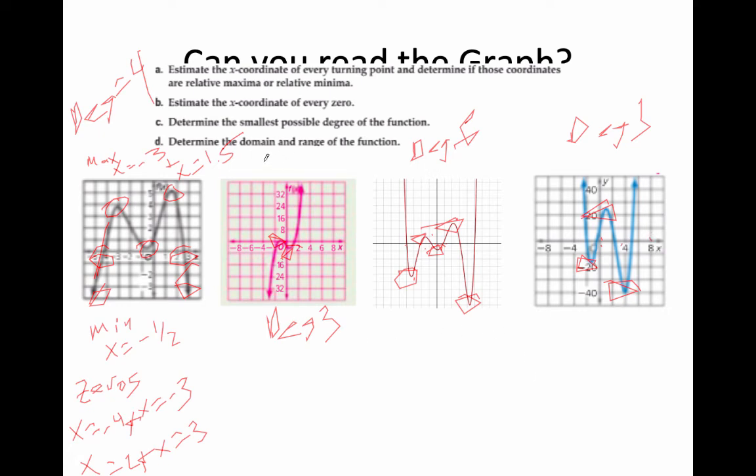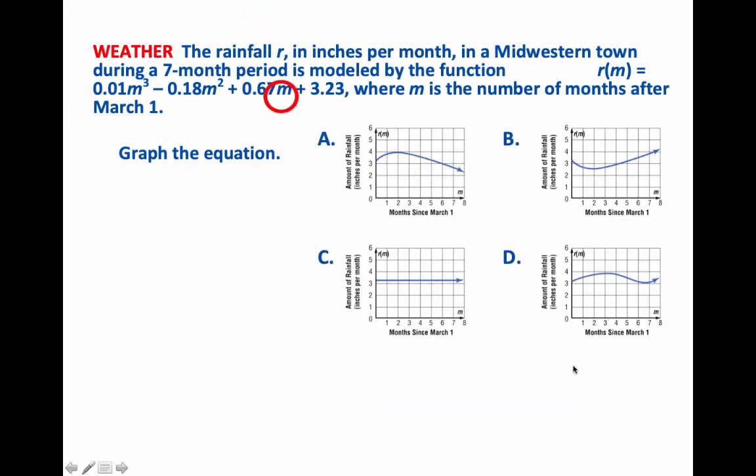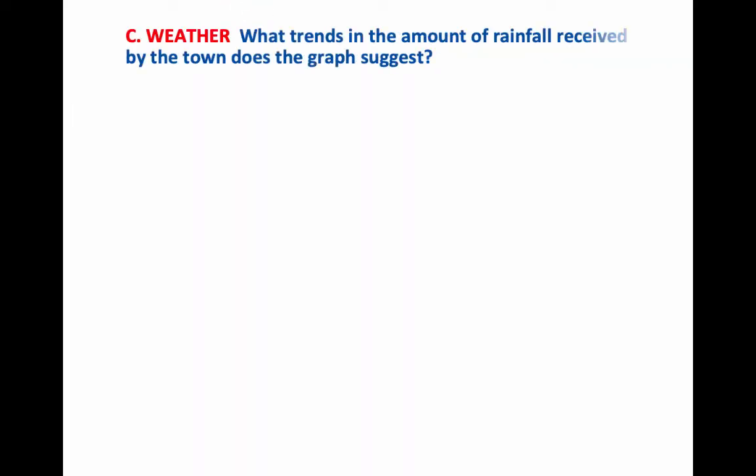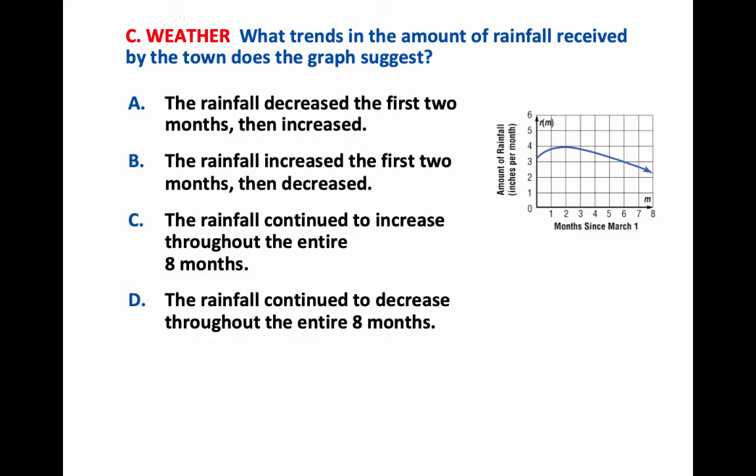Notice all these domains are -infinity to infinity for all of them. And then the range of the odd ones here would be -infinity to infinity. This guy over here, -infinity to 5. This guy over here looks like about -7 to infinity. This one looks like about -4 to infinity. So remember, range is up and down. Okay, I'm going to slide over to these ones at the end.